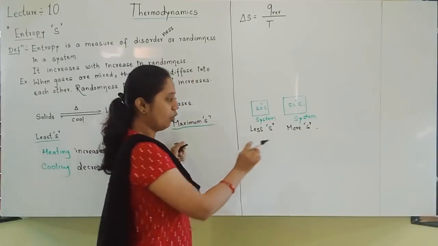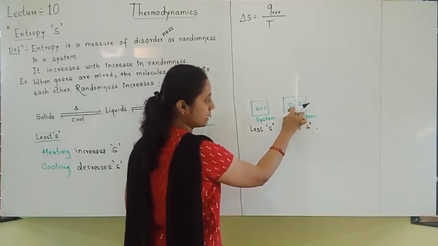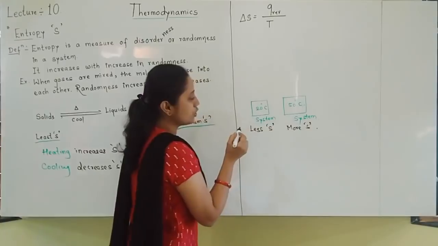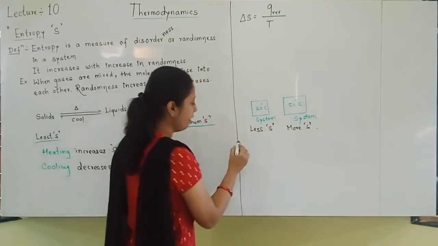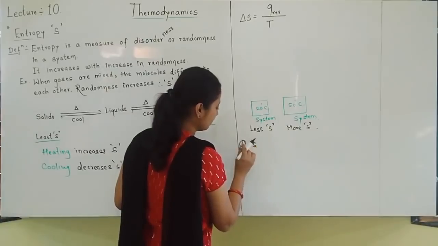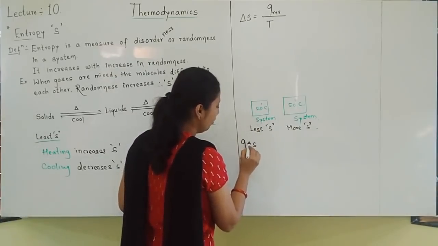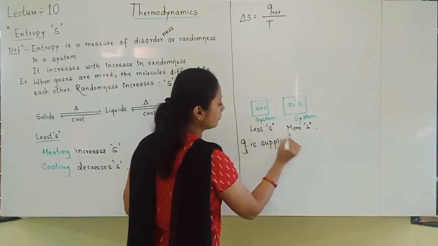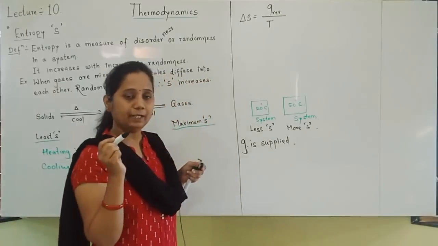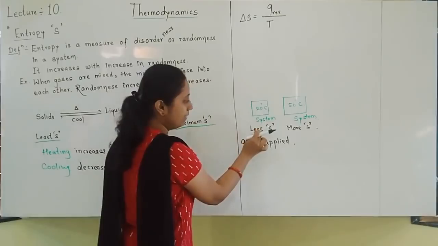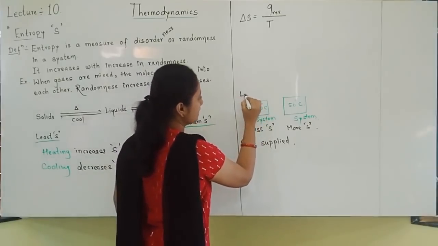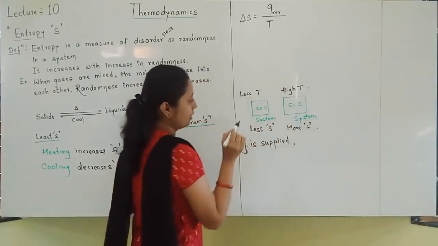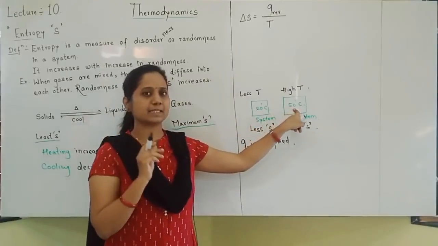Okay. Now already here disorderness is more because temperature is more, so entropy is more. Under such condition, when heat (small q) is supplied, consider the entropy of the system having less temperature. This is the system having less temperature. This is the system having high temperature. Here already randomness is more.